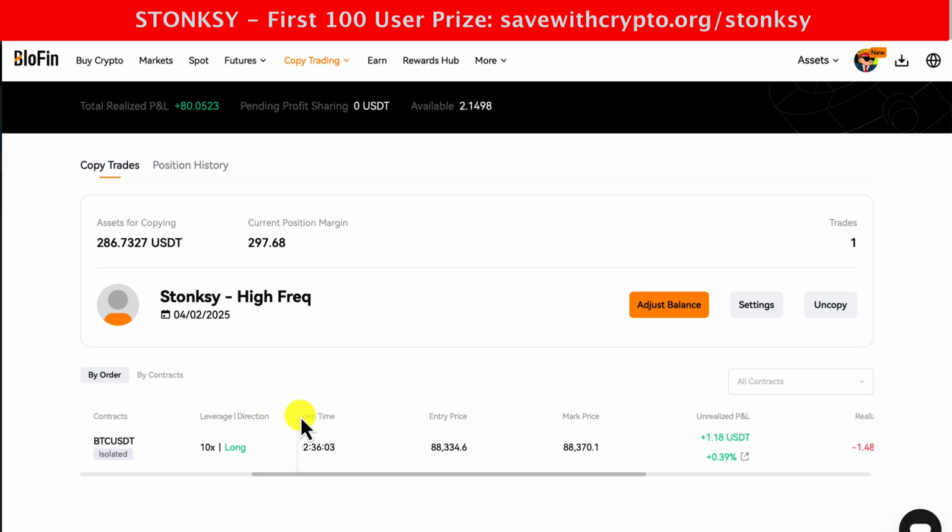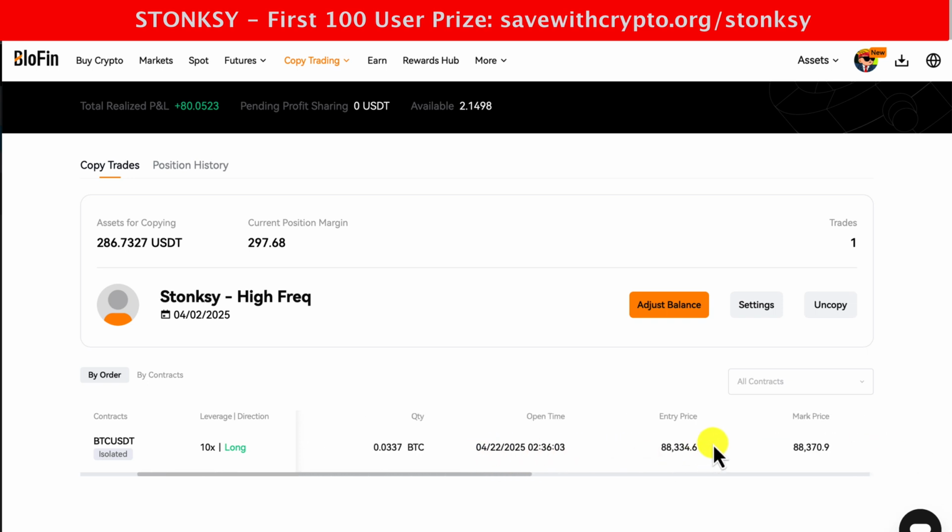Now, the high frequency one is currently in a trade here, and it's looking okay. It's only 0.4% in profit. To my liking, it's gone in a bit high with a long, but we'll see how it works out, because I think at the moment Bitcoin is looking quite strong, so this may work out very well.